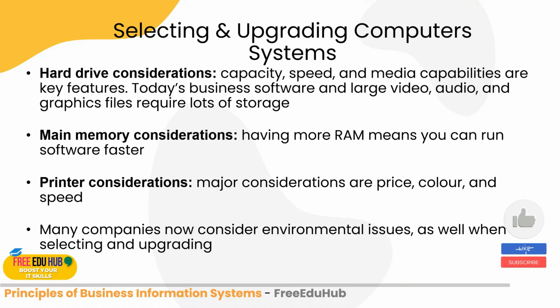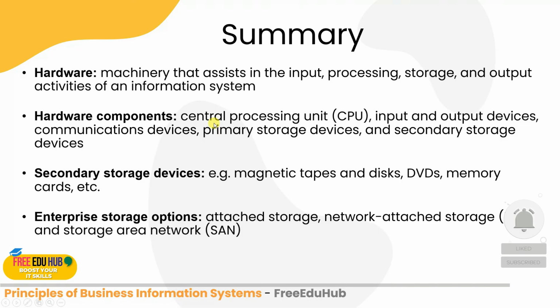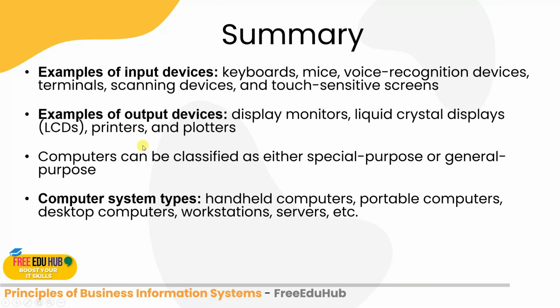Now, that's the summary of the chapter, where we talked about the hardware components. Then we had secondary storage, for example, magnetic disks, etc. In enterprise storage, we talked about NAS and SAN. Then we gave some examples of input devices like keyboard and mouse, and examples of output devices like LCDs, etc. A computer can be classified as a special purpose or a general computer. Then in computers, we have handheld computers, portable computers, desktop computers, workstations, and servers, etc.